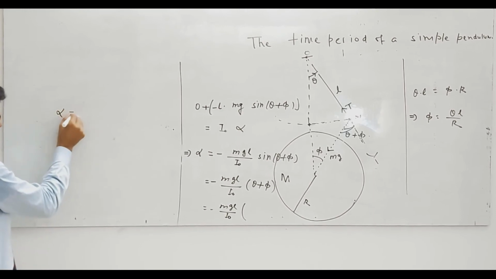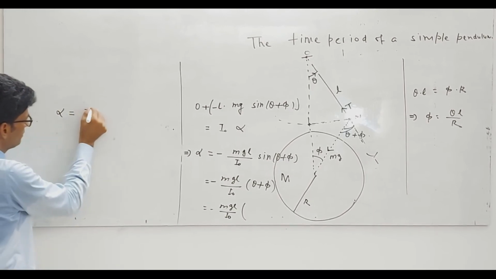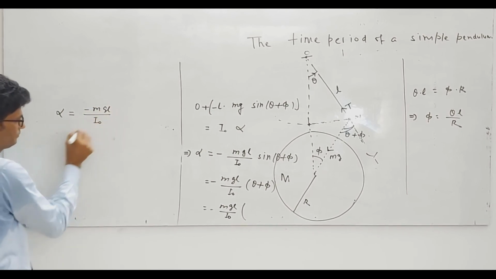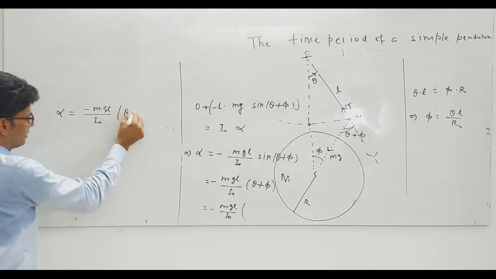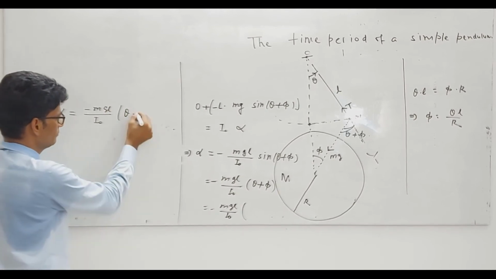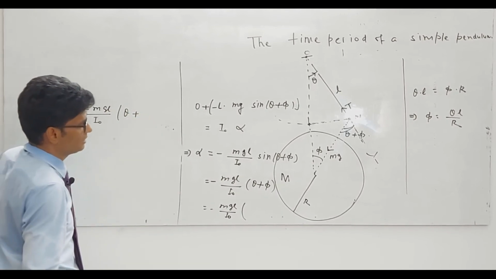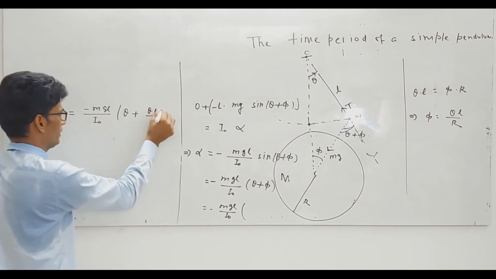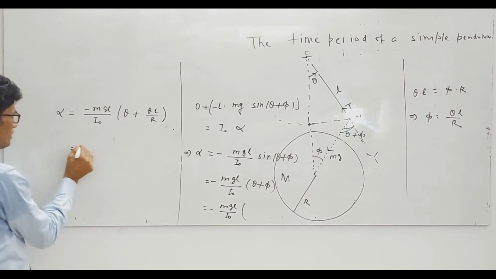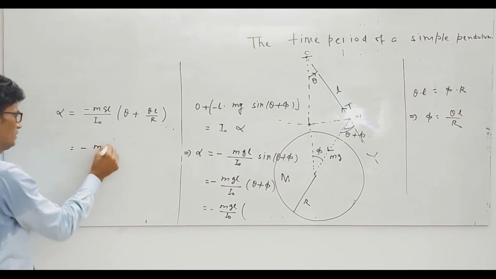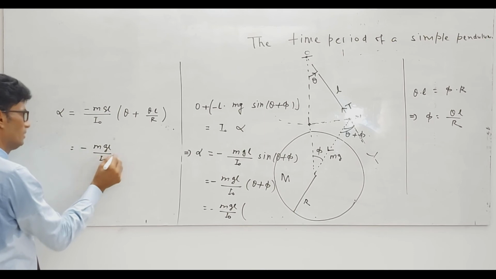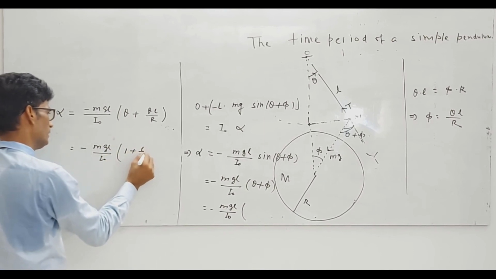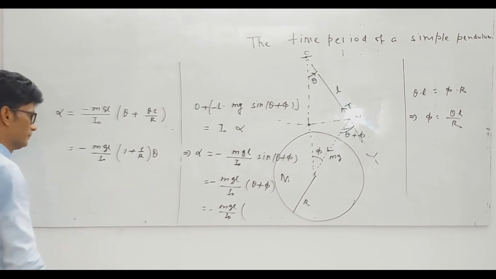Alpha is equal to minus mgl over I naught, and here theta plus phi, where phi is theta L by r. Look at here. So this is minus mgl over I naught, and take theta common. So this is 1 plus L by r into theta.